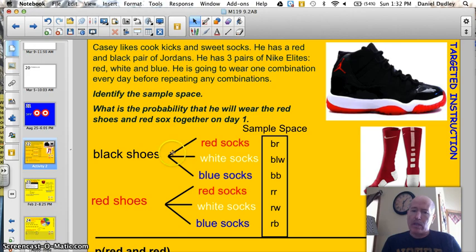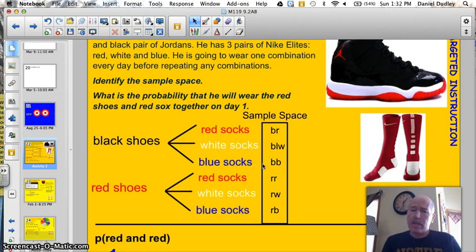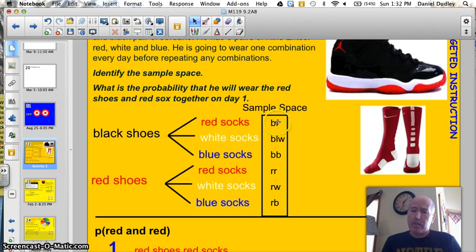All right, so I used a tree diagram. I got his black shoes and I got his red shoes, and then I got his red socks, white socks, and blue socks, because he could wear black shoes and red socks, black shoes and white socks, black shoes and blue socks, correct? And then I did the same thing for the red shoes. Then I made a little list for the sample space, black shoes, red socks, and used initials to abbreviate it. So I had a total of 1, 2, 3, 4, 5, 6 possible combinations. And only one of them was red shoes and red socks.